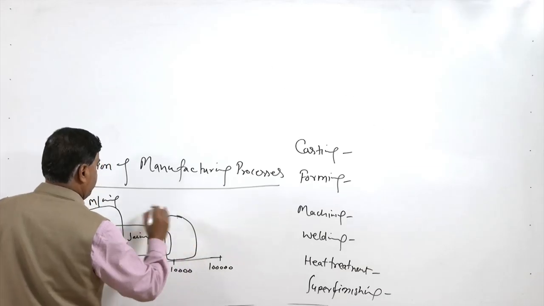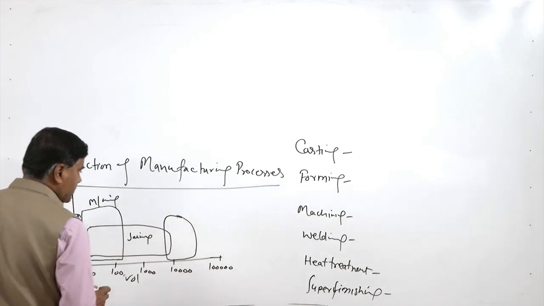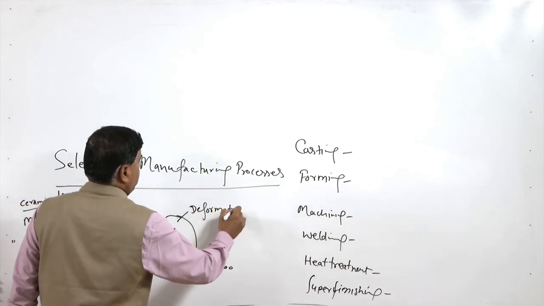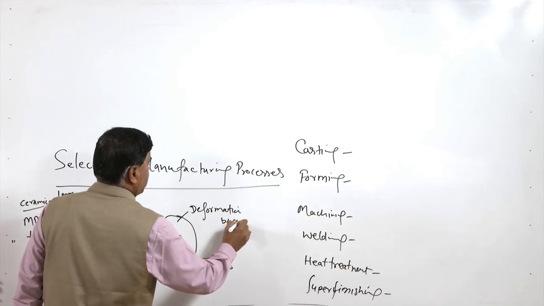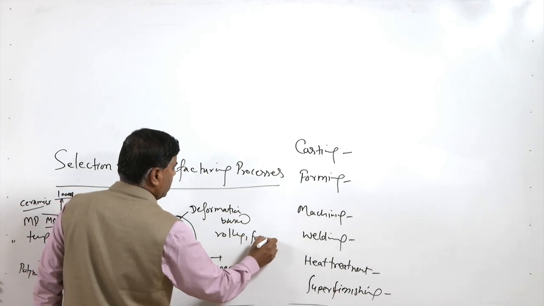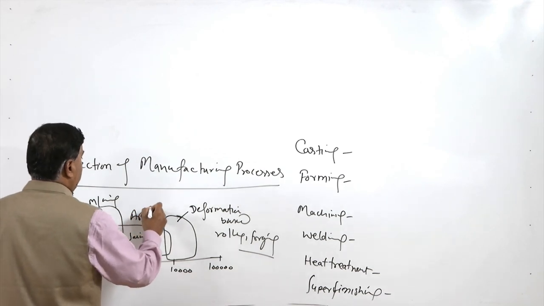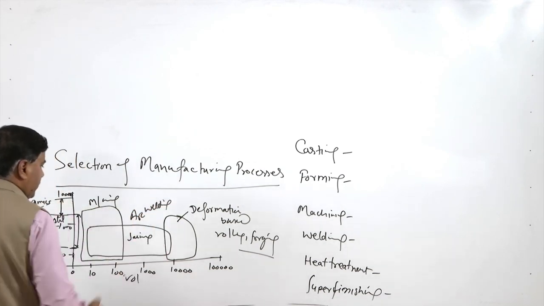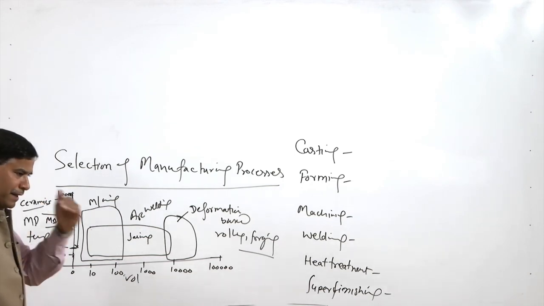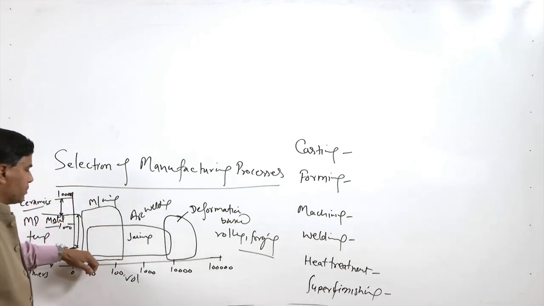Normally they are justified for the higher volumes, like 1000 to 10,000. So the deformation based processes will involve rolling, forging, extrusion, etcetera. Joining will involve arc welding, and then machining. So we can see that if the final size and shape of the product is to be achieved only through machining, then the volumes are limited.